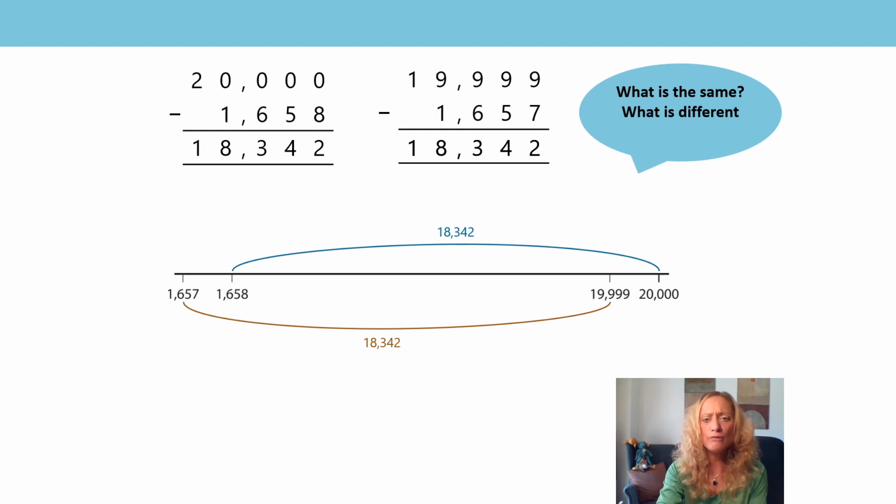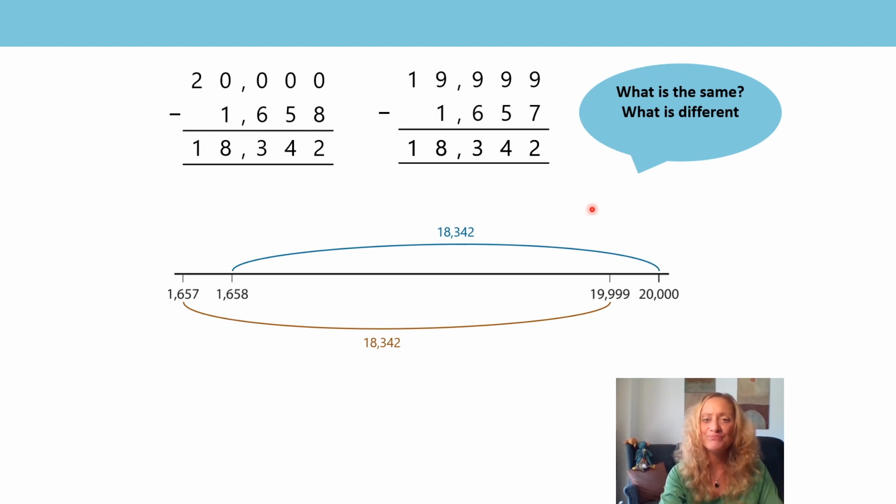Okay, so firstly, what have you noticed on the number line? You've noticed that the difference has stayed the same. Fantastic. So we've got the same difference on the number line. However, we've just moved, haven't we, along the number line by 1. We've subtracted 1. And over here, we've subtracted 1 as well. But this difference has stayed the same. Brilliant. What did you notice in the written calculations?